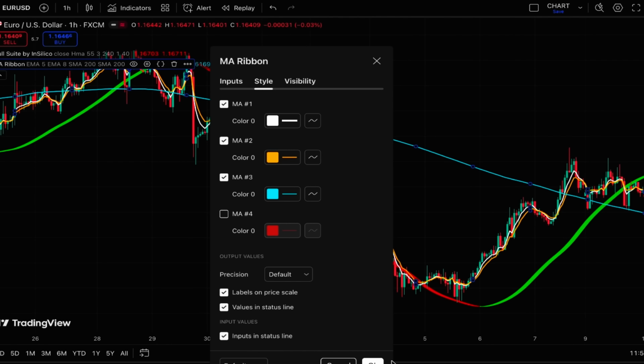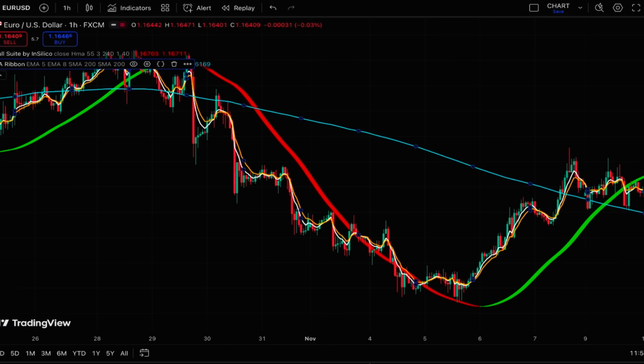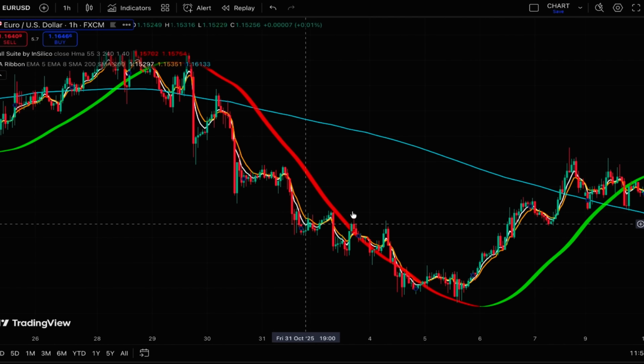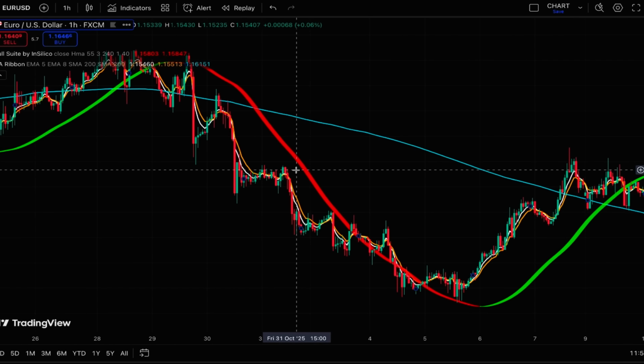Alright, everything is already set on the chart, and let me teach you how you can find accurate buy-sell signals based on this combination of moving averages that we added to the chart.